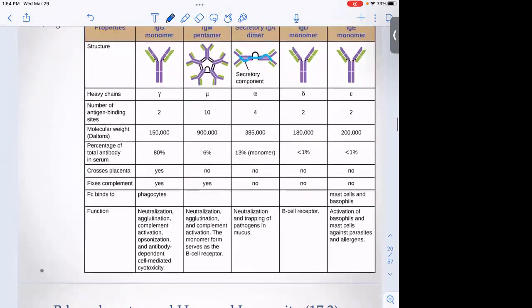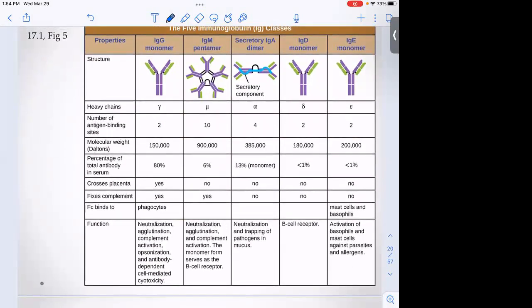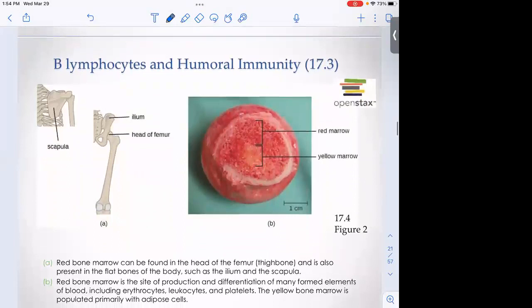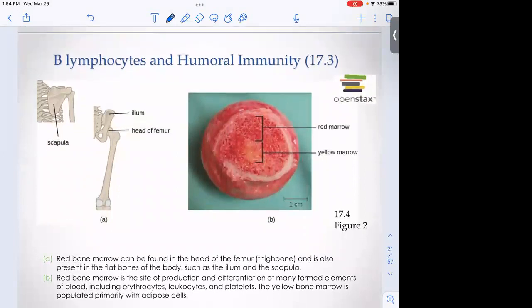So, and then there's a table in your book that kind of sums up the structure of all those isotypes and relatively how much relative percentage, some other things, function. Again, you don't have to worry about which isotype is best at which kind of function, but it's nice to just see everything in one place there. Okay, all right, so I'm going out of the order of the book just a little bit because it just seemed like it made more sense.